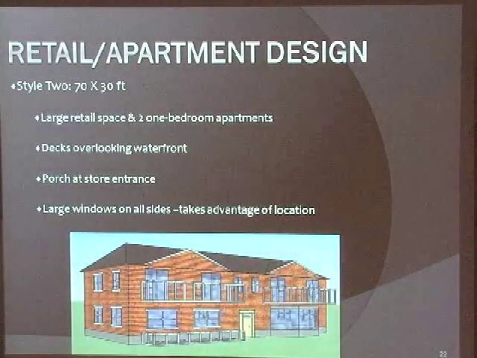The second style we have is 70 by 30 feet. It has 1 large retail space on the bottom with 2 apartments on top, each with 1 bedroom. They have access to their own decks with access from the main bedroom and the living area. There's also a porch on the bottom floor where patrons can sit and look at the views.